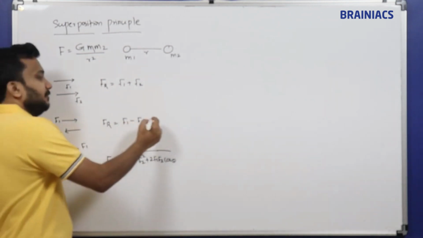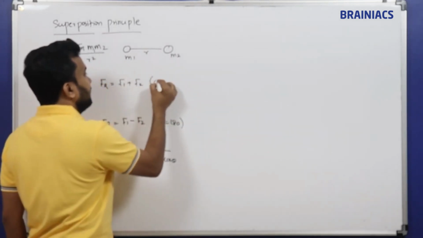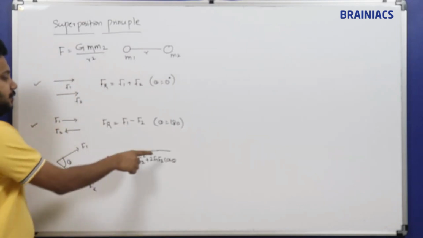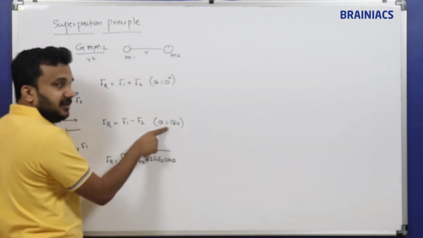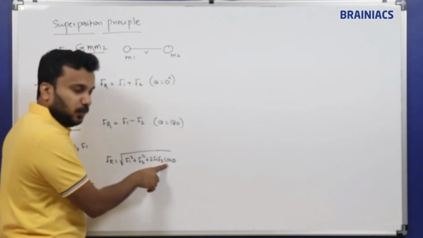In the opposite direction case, what is the value of theta? Theta is equal to 180 degrees. In the same direction case, theta is equal to 0 degrees. Now, if you substitute theta equal to 180 degrees, what will you get? Cos 180 is minus 1.